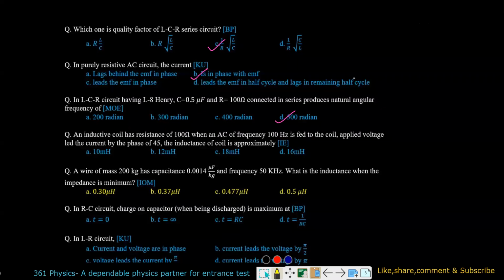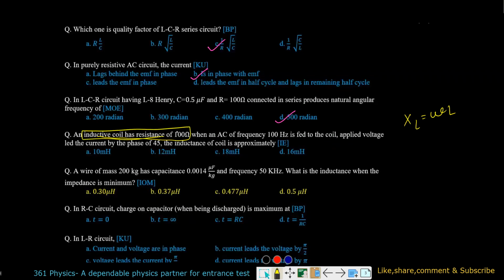Okay, so you are given this frequency and the inductance of the coil is asked. So if your frequency is 1000, then what is the inductance? Okay, the inductance is XL equals to omega L. So simple calculation. And here the inductive coil has a resistance of this.